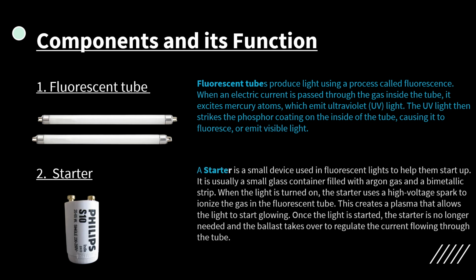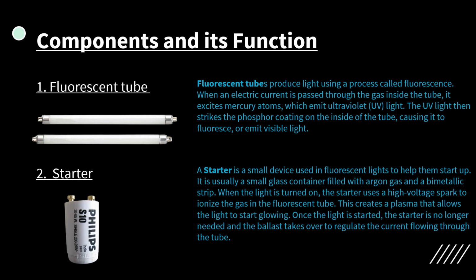The second one is starter. A starter is a small device used in fluorescent lights to help them start up. It is usually a small glass container filled with argon gas and a bimetallic strip. When the light is turned on, the starter uses a high-voltage spark to ionize the gas in the fluorescent tube. This creates plasma that allows the light to start glowing. Once the light is started, the starter is no longer needed, and the ballast takes over to regulate the current flowing through the tube. This slide focuses on the components of a tube light and their function in maintaining voltage.